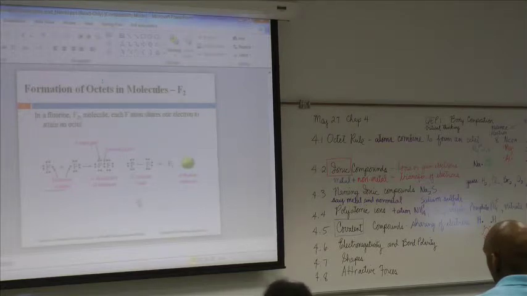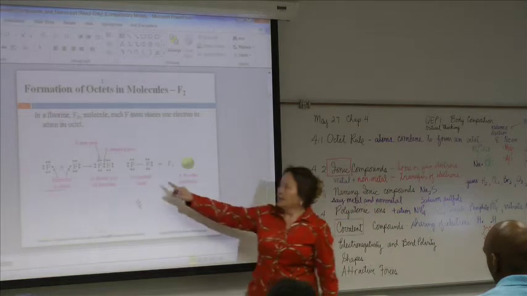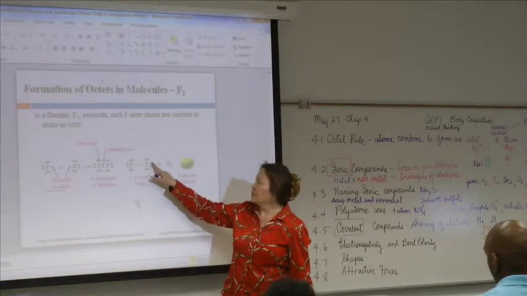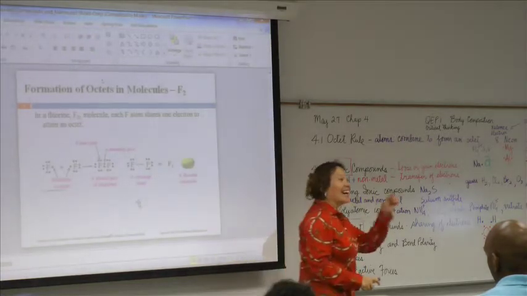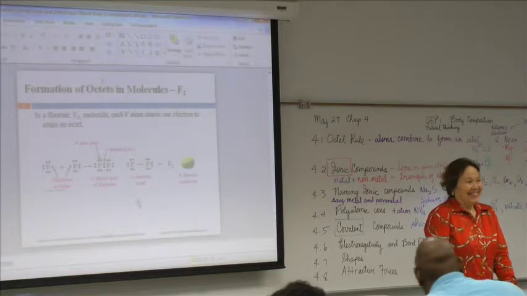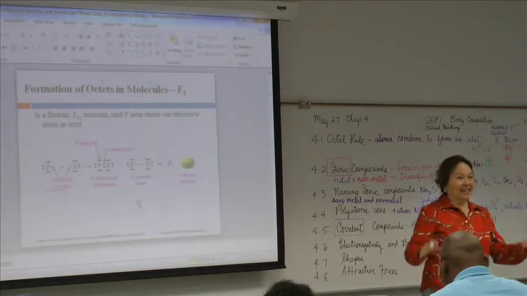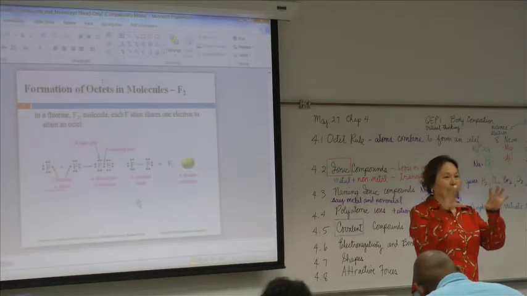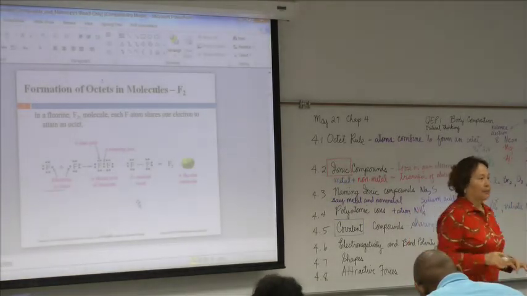So now what you have here, 2, 4, 6, and they're sharing 8, right? 2, 4, 6, then 8. So the line is 2 electrons. Now they're sharing it, and so the electrons are being shared by the fluorine atoms.